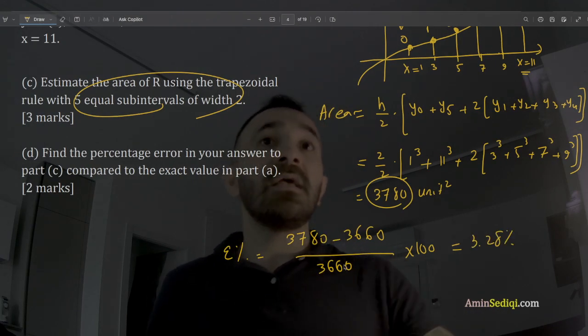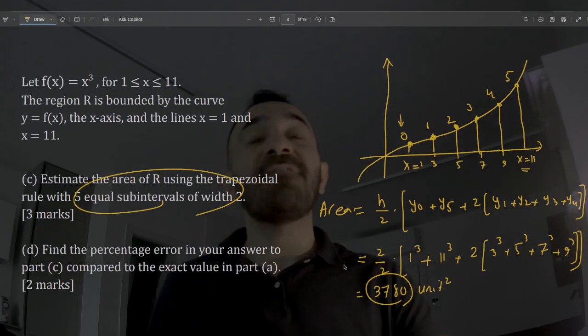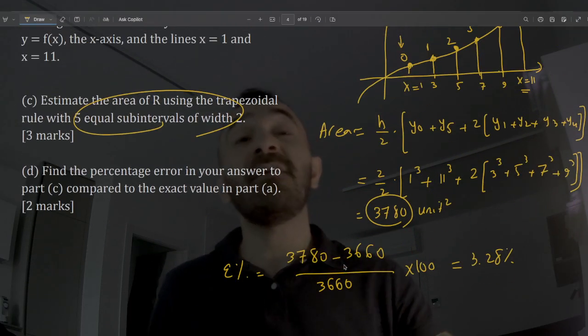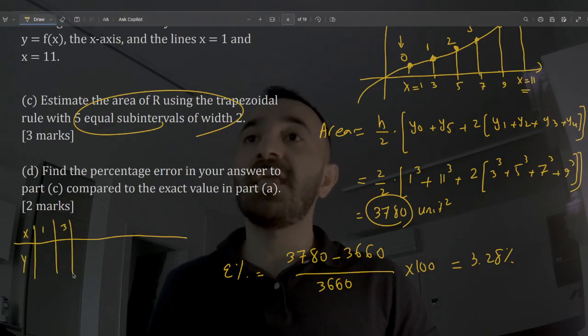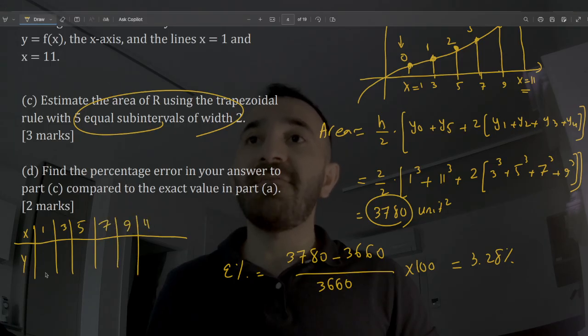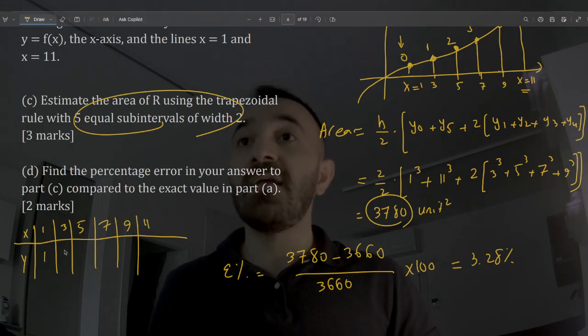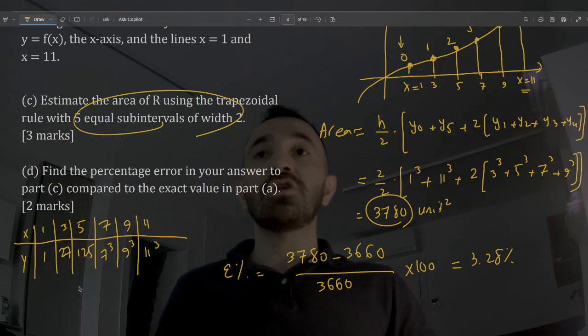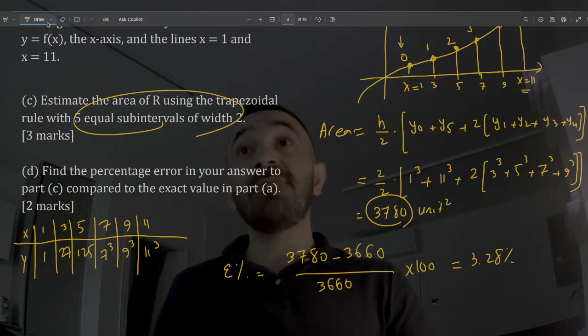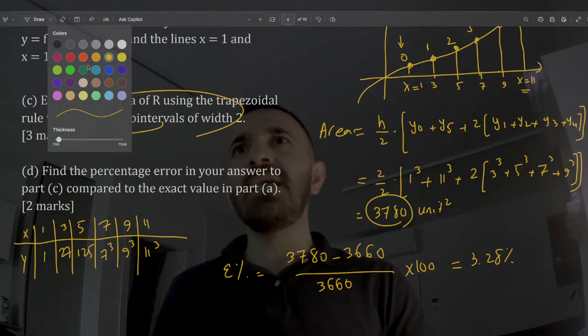Okay, remember, again, you can have the table instead of the function. What does it mean? They can give you the table: x, y, with x values 1, 3, 5, 7, 9, 11, and y values 1 to the power of 3, 27, 5 to the power of 3, 7 to the power of 3, 9 to the power of 3, and 11 to the power of 3. Okay, so they can give you the table. In this case, it's literally the same.